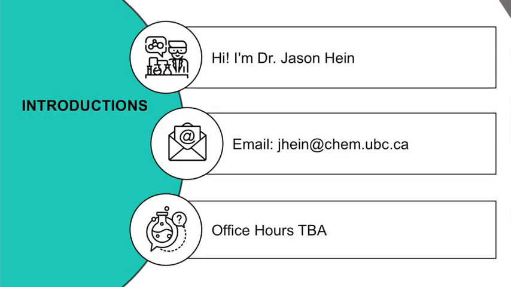So first of all, I'm Jason. I don't like the whole prof thing, whatever. Literally, if you email me, I'm Jason. That's totally fine. That's my email address, jhein@chem.ubc.ca. I have not set my office hours yet. It will very likely be on Monday, sometime today.